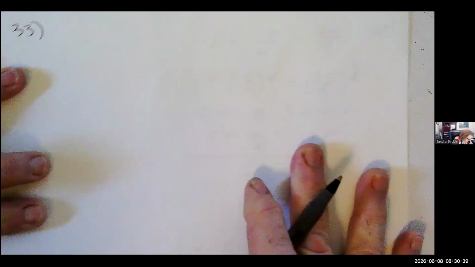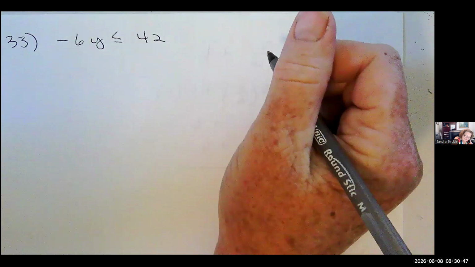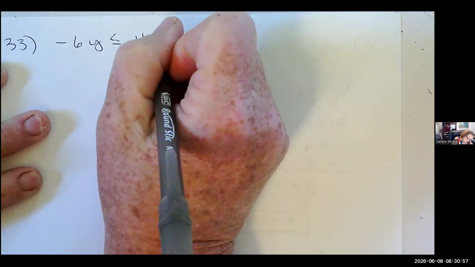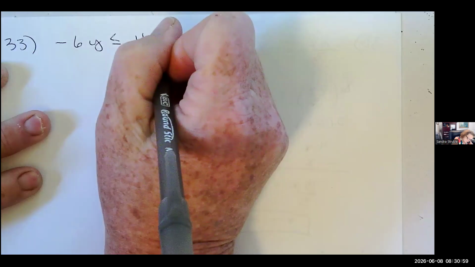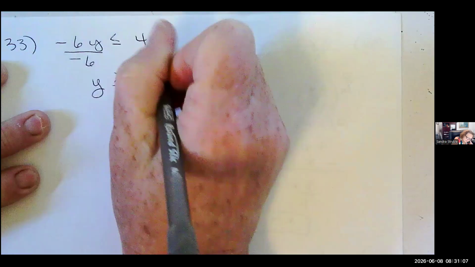-6y less than or equal to 42. So this one's going to have a dot, not a circle, and it's going to have a bracket somewhere. Oh, I'm dividing by a negative. Remember, when you divide both sides or multiply both sides by a negative, you have to flip your inequality. So dividing by -6 means my inequality is going to become this. Positive divided by negative is a negative. 42 divided by 6 is 7.